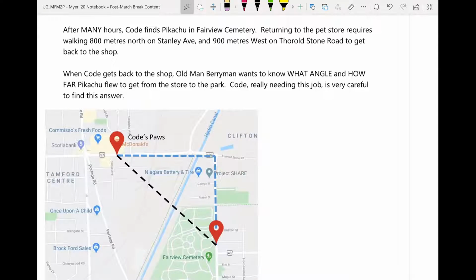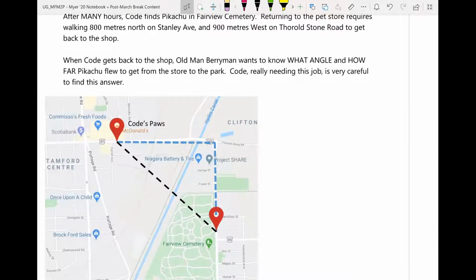Returning to the pet store requires walking 800 meters north on Stanley Avenue and 900 meters west on Thorlestone Road to get back to the shop.